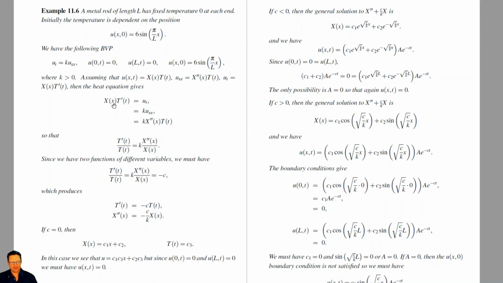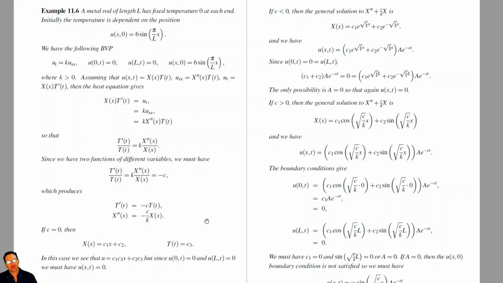Okay, so X(x)T'(t) is u_t, which by the heat equation is k u_xx, and u_xx is the second derivative of X(x) with respect to x times the function T(t), times k. All right, now this equation is separable, so we can put the t's with the t's and the x's with the x's. Supposing this is equal to minus some constant.